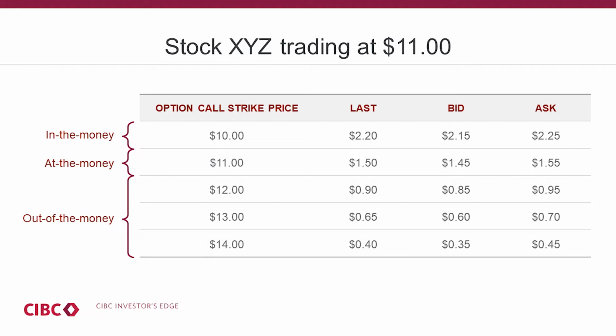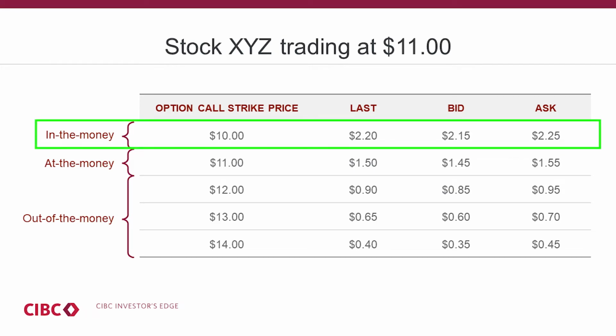XYZ stock is currently trading at $11 with the option prices listed. Any contract that has intrinsic value can also be referred to as in the money. Here, only the $10 call option is in the money. If the stock price is the same as the strike price, then we refer to it as at the money. And finally, if the strike price is above where the stock is currently trading, it is referred to as out of the money. The only options that will have any value at expiration are the ones that are in the money, because again, time value will be 0.